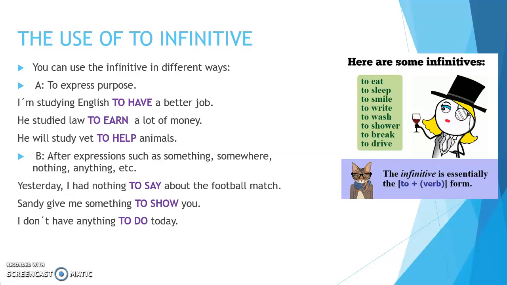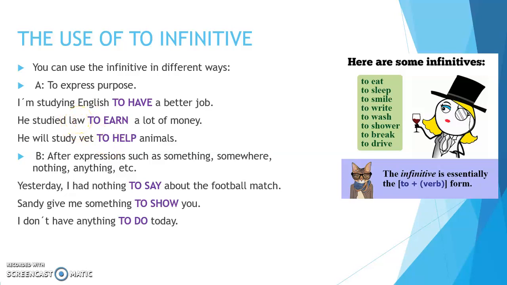What is the reason here? Well, that you want to have a better job. The same with the following ones. For example, we have he studied law to earn a lot of money. What is the reason for this action? That you want to earn a lot of money. And finally, the third one, it says he will study vet to help animals. What is the reason that he's studying vet? Very easy. They want to help animals. So whenever you want to express purpose, remember you are going to use the to infinitive.